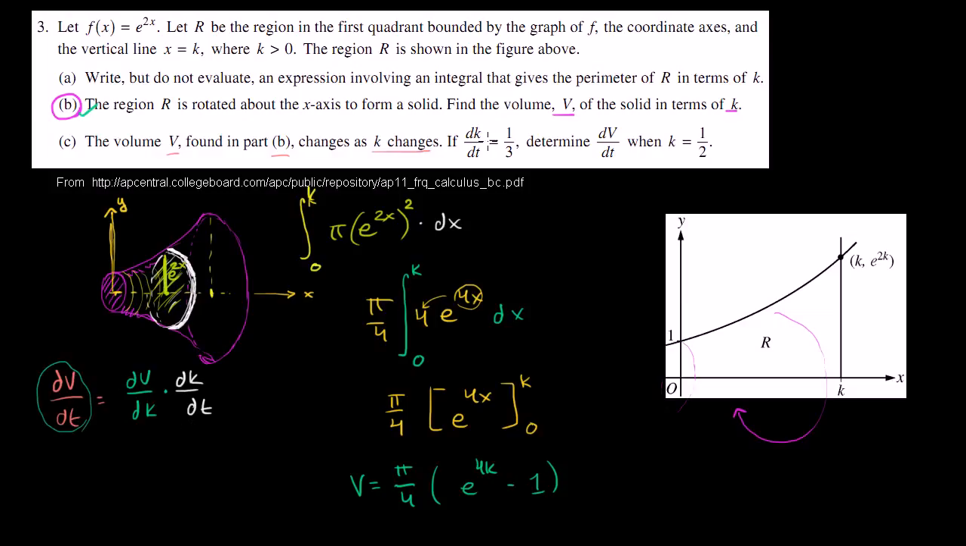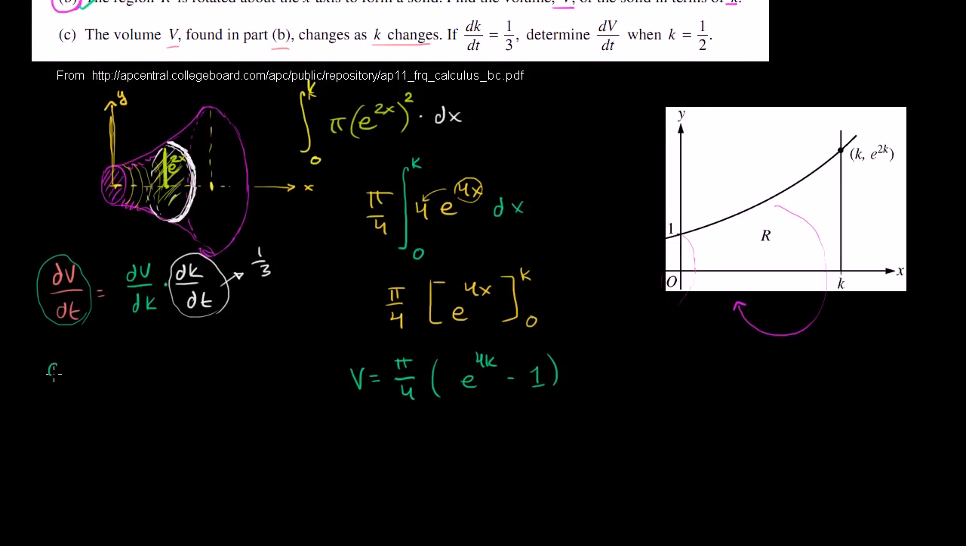They already gave us dk/dt as 1/3 when k is equal to 1/2. So they're already telling us the rate of change of k with respect to t. We already know that this thing right over here is going to be 1/3. And we can figure out the derivative of V with respect to k very easily because we have V as a function of k right over here.